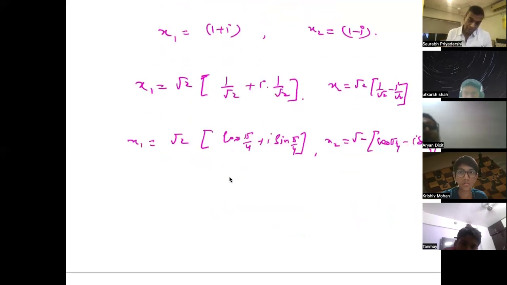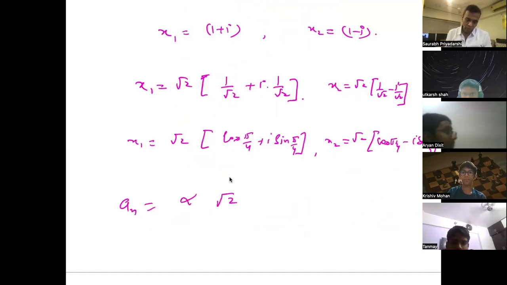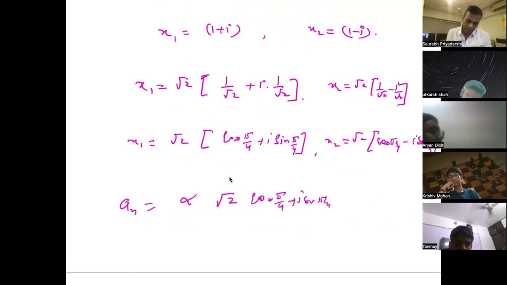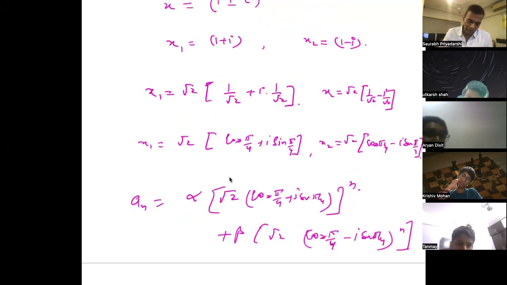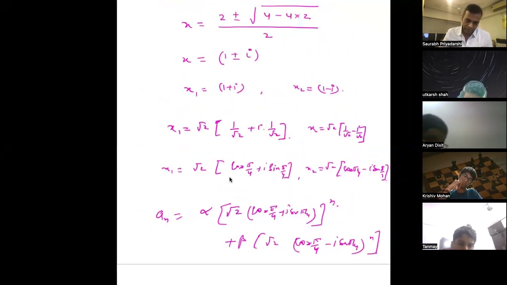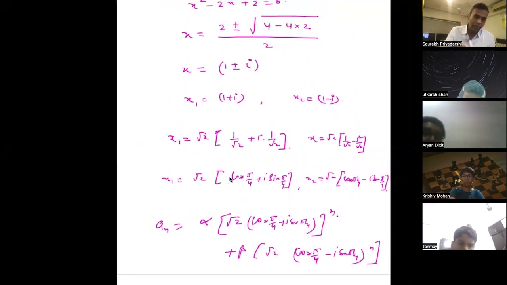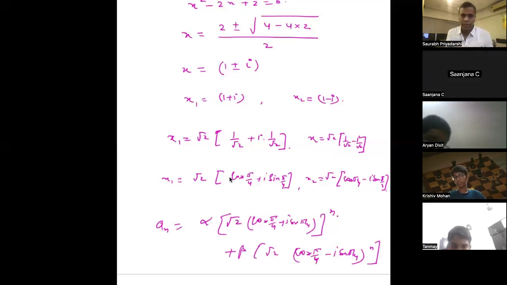So now a_n will be alpha times root 2 (cos pi by 4 plus i sin pi by 4) whole to the power n, plus beta times the same root 2 (cos pi by 4 minus i sin pi by 4) to the power n. Up to here, just note it down. Is this okay, everyone? Sanjana, is this okay? Yes, sir.